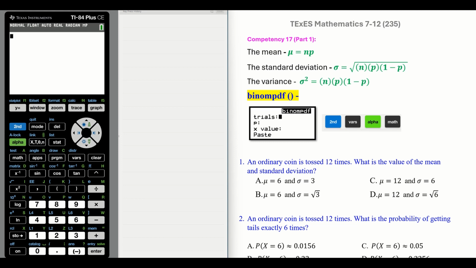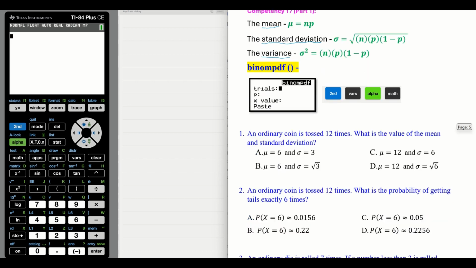For this video, we'll need to use 3 particular problems. We need to deal with the mean, mu equals the number of trials times the probability, and the standard deviation, the square root of n times p times 1 minus p. Variance is simply squaring the standard deviation. Then on our calculator, we will use the binompdf. So let's get started. Let's scroll up.